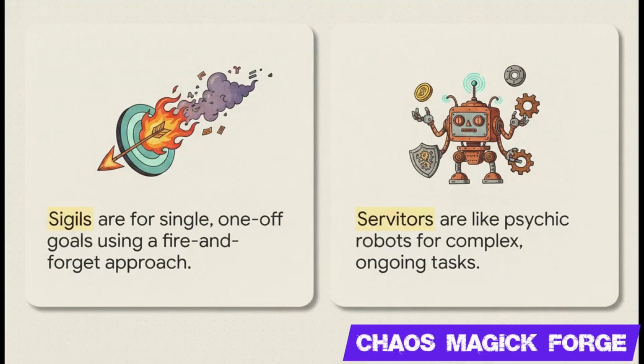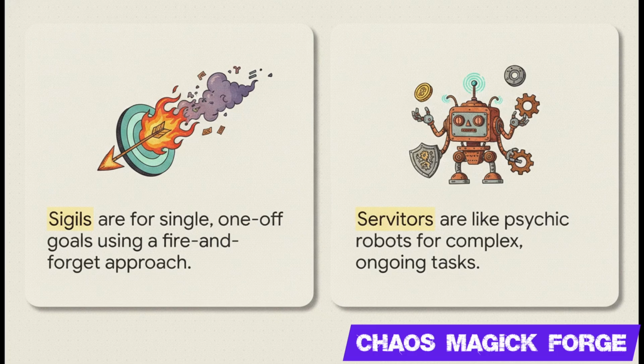Okay, moving to section 3, servitors and ceremonial frameworks, automating your intent. Let's compare two fascinating tools here. As we just saw, sigils are fire and forget tools for one-off goals. Servitors, on the other hand, are for complex, ongoing tasks. The source material describes a servitor beautifully as a delegated employee, or kind of like a psychic robot.